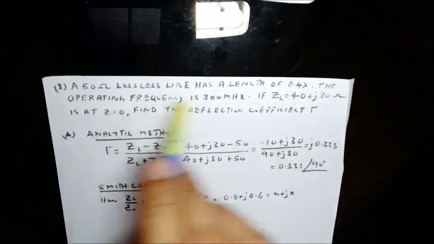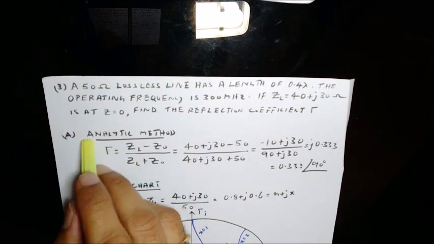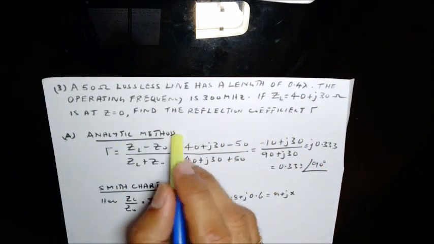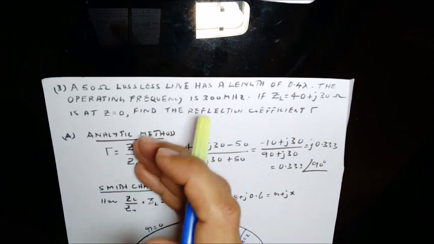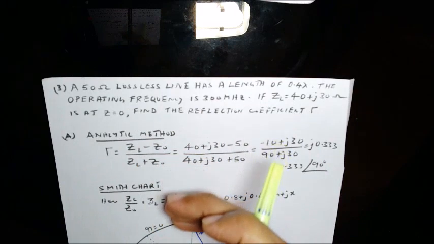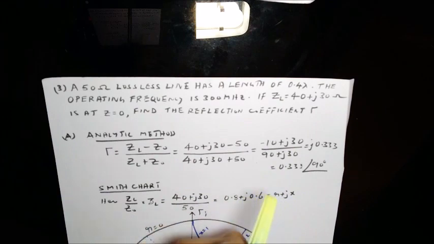And as I said, some of this data may seem redundant. Anyhow, we will first calculate what we have been asked to find out, the reflection coefficient. So we will first do that using the analytic method. And then I will explain how it is done using the Smith chart. And you can see that if you are used to the Smith chart, if you know how to use the Smith chart, it becomes really easy.